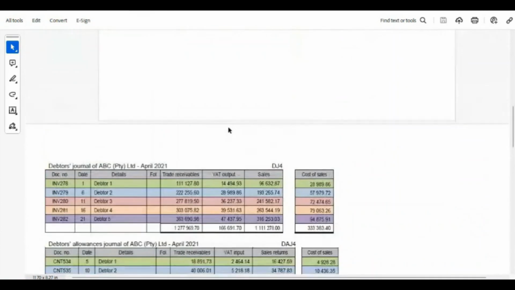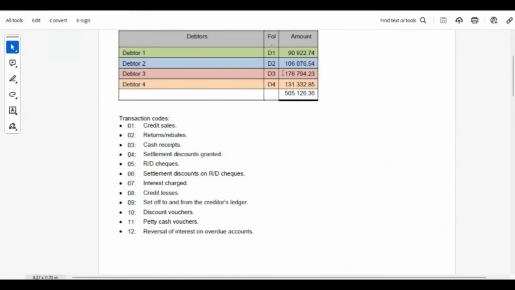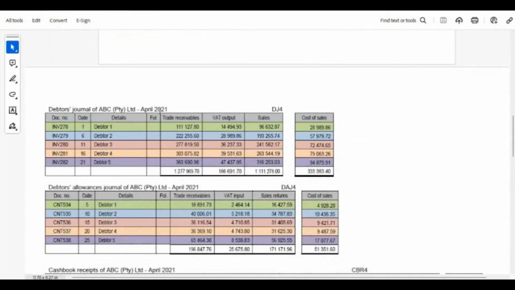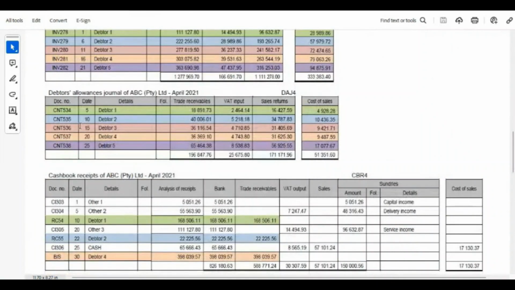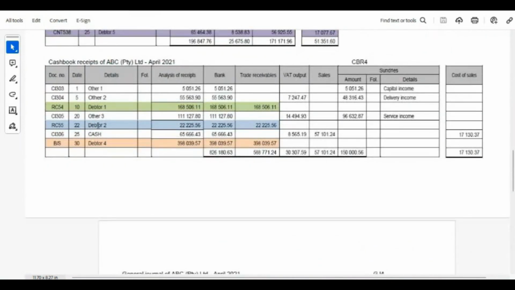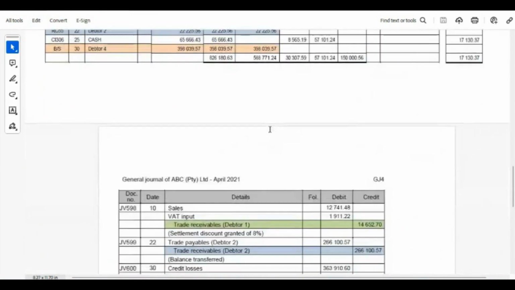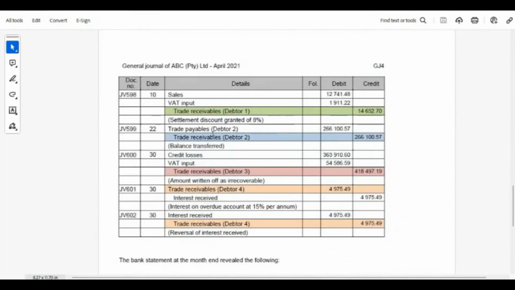We're in green. Then we go to the next one, and that one is, of course, debtor 2, and debtor 2 was blue. And then I said, okay, there was once again a sale to debtor 2. There was a return by debtor 2. There was a payment by debtor 2. There was a balance transferred between us and debtor 2. Now, what this means is that debtor 2 is both one of our debtors and one of our creditors.